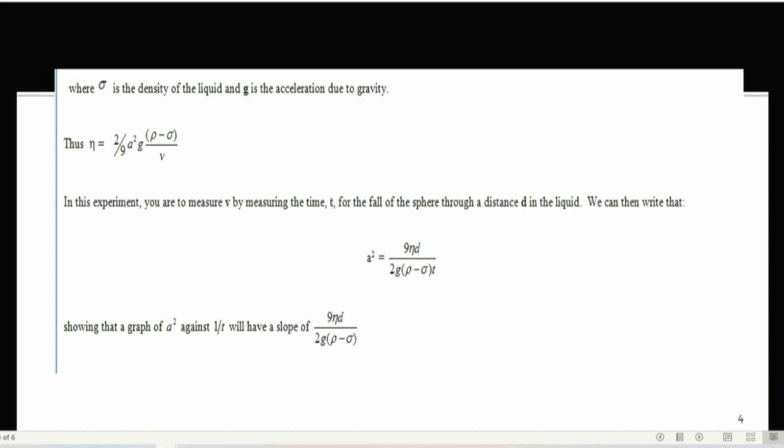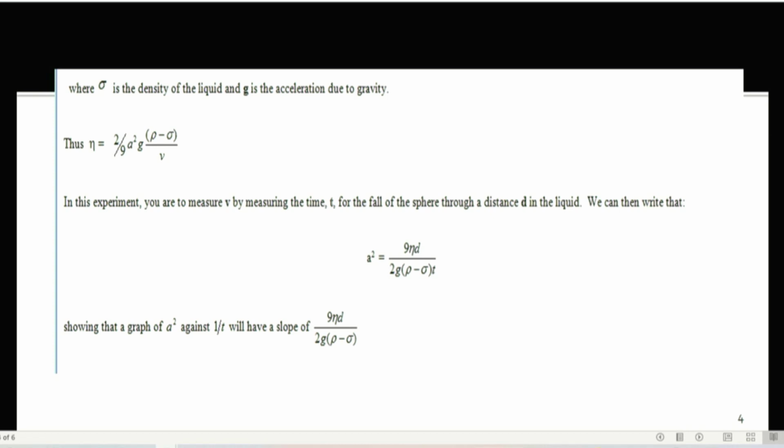Now you can plot a graph of square of the acceleration against the inverse of the time. Square of the acceleration on the vertical axis and the inverse of the time on the horizontal axis of your graph. And with that, if you linearize the equation above, you are going to have the slope, that is the gradient of the graph, equal to 9 multiplied by coefficient of viscosity, that's eta, multiplied by d, divided by 2g into bracket rho minus sigma, that is the density of the material minus density of the liquid.